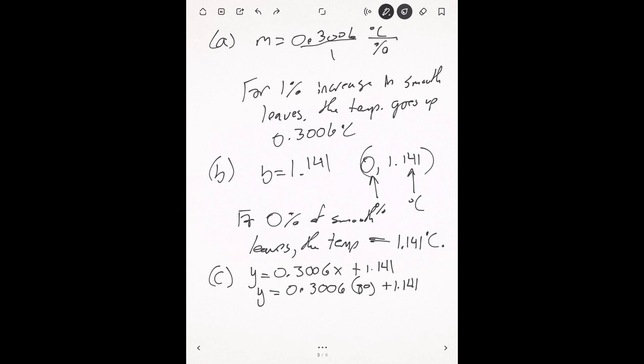So we're going to take that 80 and we're going to multiply it by 0.3006. And then we're going to add 1.141. And we should get something about 25.189 degrees Celsius. So for 80% of all the leaves to be smooth, the temperature should be roughly around 25 degrees Celsius. And if I'm converting right in my head, that should be somewhere in the 70s, I think, which is a pretty warm area if the annual temperature is in the mid-70s.